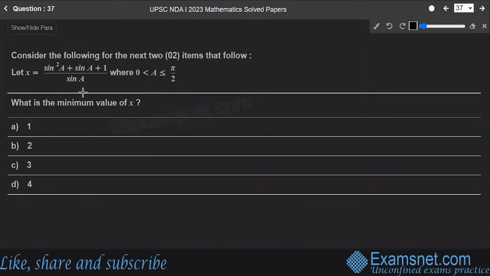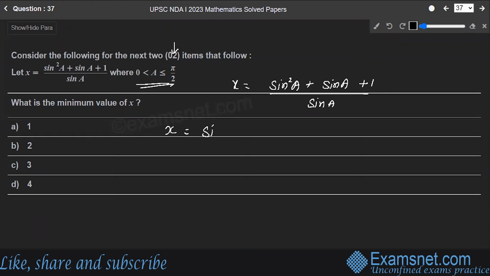Question number 37, consider the following for the next two items. That means questions 37 and 38 are based on this statement. The statement is: let x equal sin²A + sin A + 1 upon sin A, where A lies in the first quadrant, between 0 and π/2.